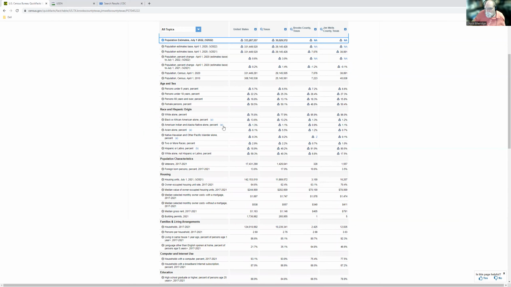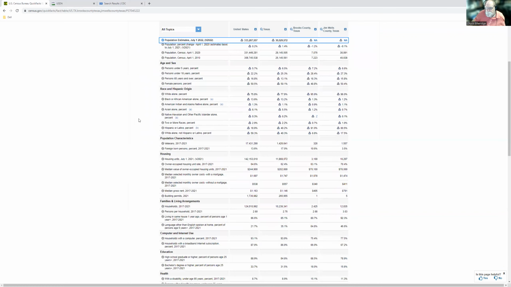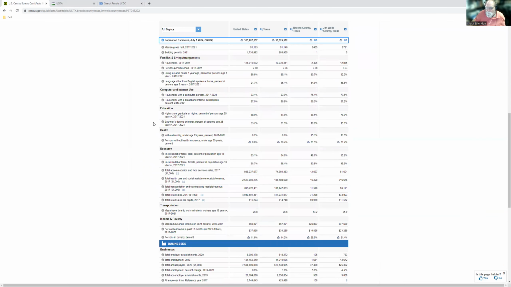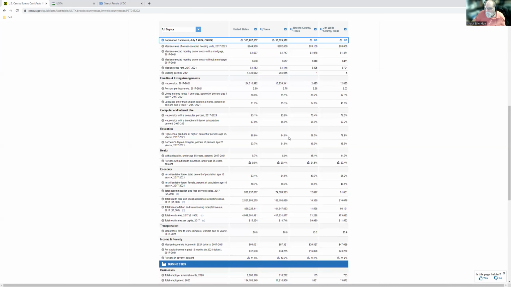race and Hispanic origin as well. We could look at veterans. We could look at, but let's look at education. So Jim Wells and Brooks.